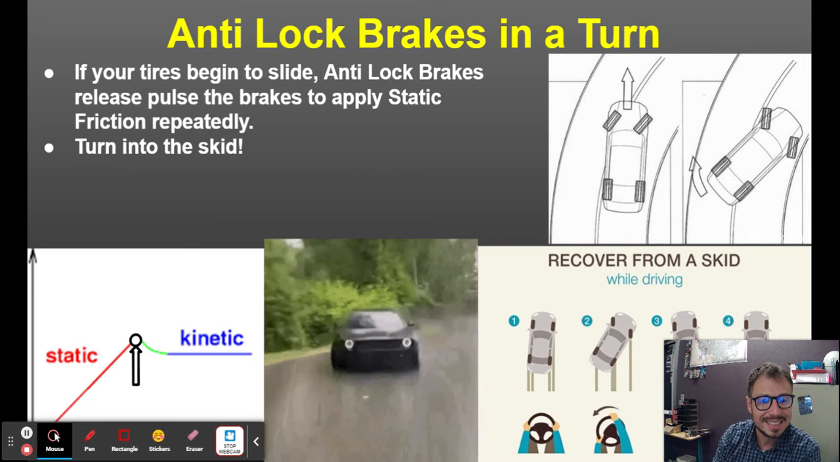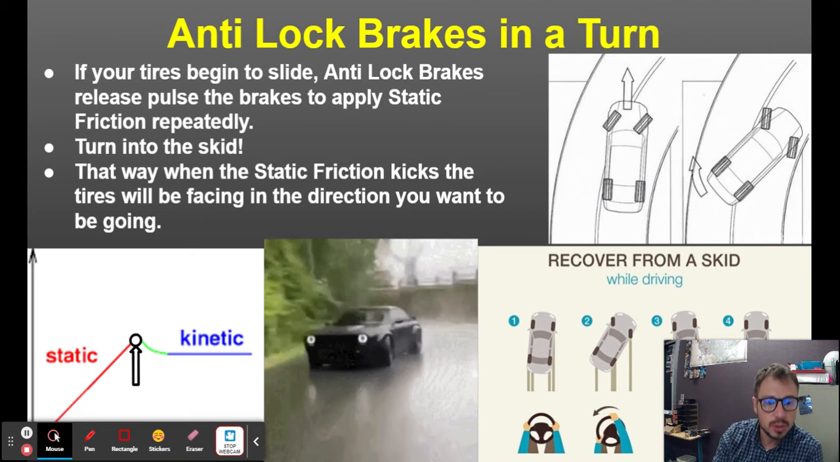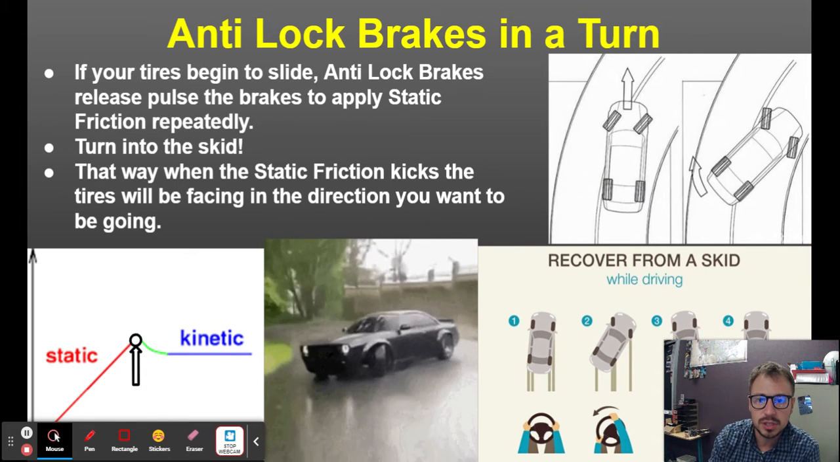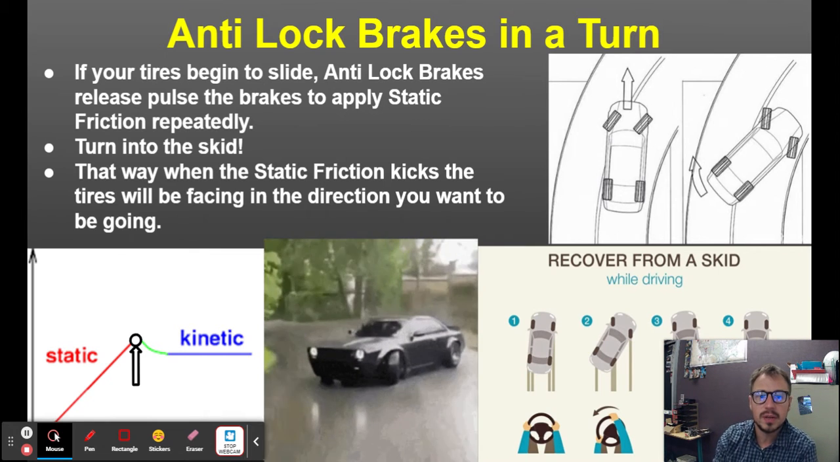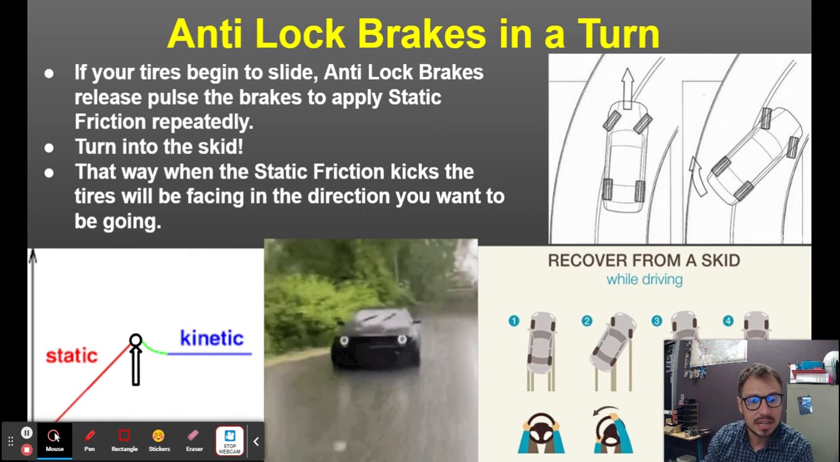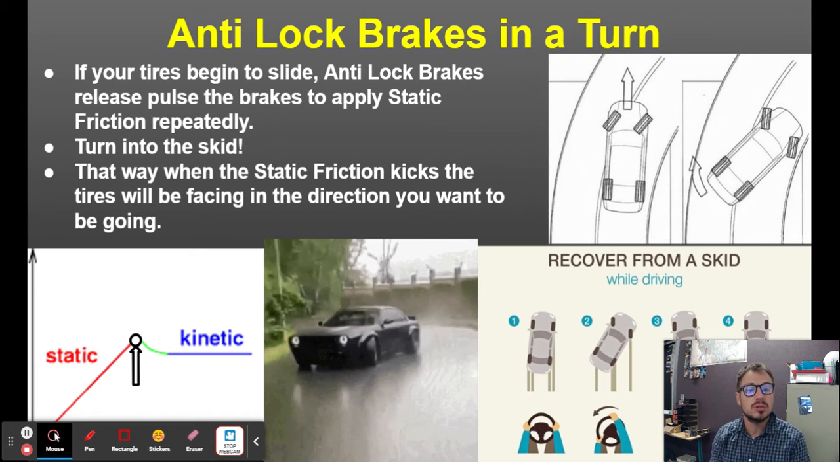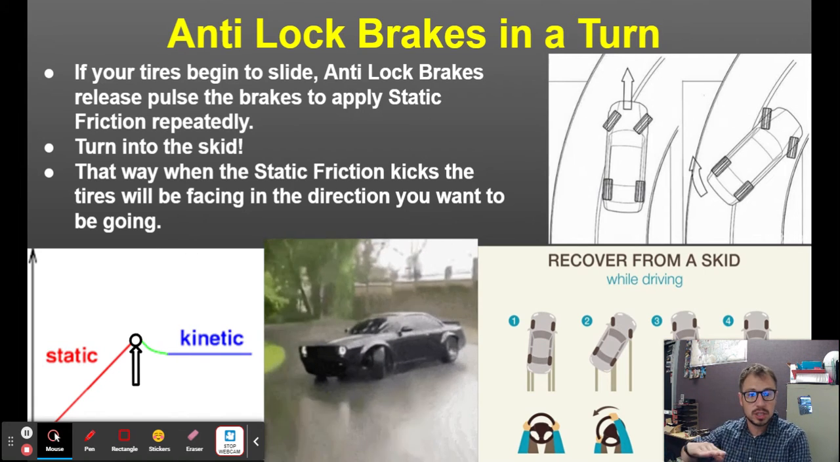You're going to turn into the skid. You want the tires facing the direction that you want to go, even if it's counterintuitive, like on turns. So you'll notice this animation down there. This person's turning into the skid, even though it's the opposite direction of the turn that it's going. Because once the anti-lock brakes, once that static friction kicks in, you want those wheels going in a direction that you have control. So you turn into the skid, turn towards whatever direction the back of your car is going.